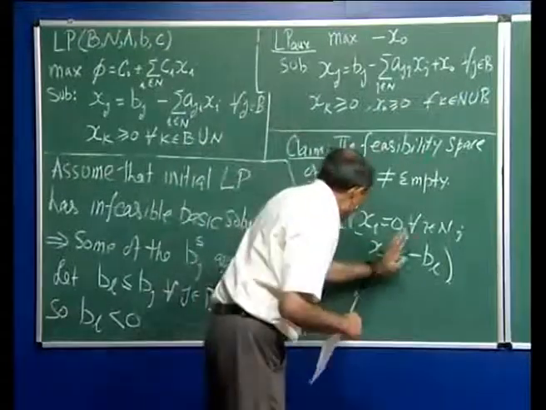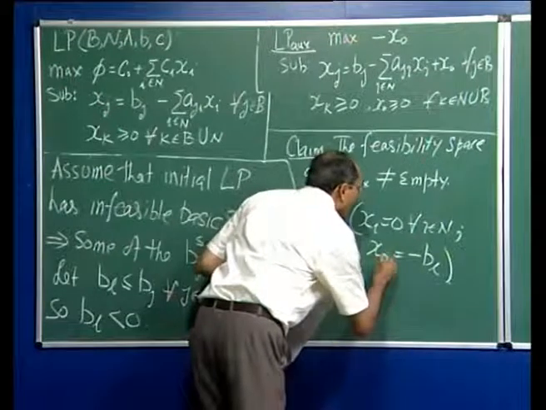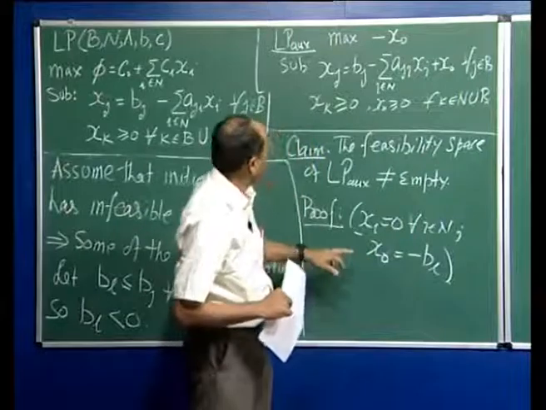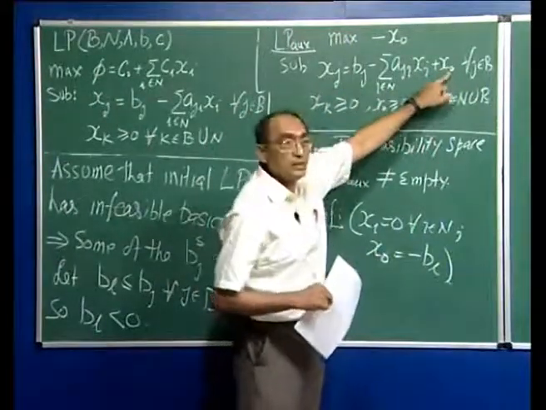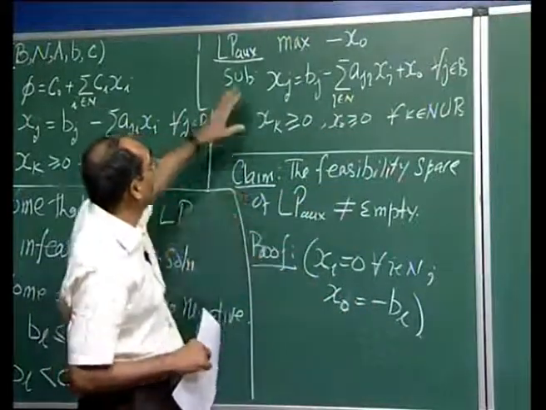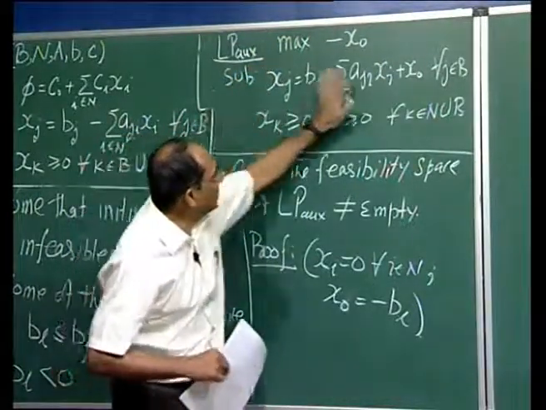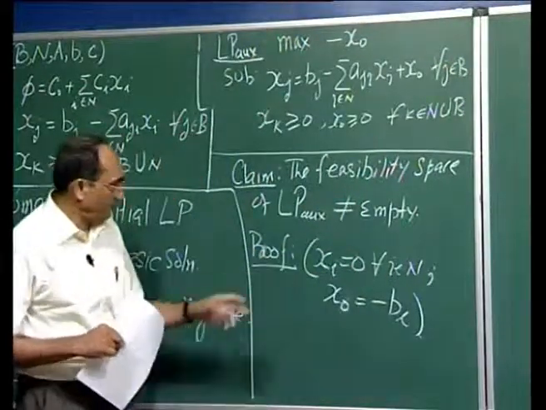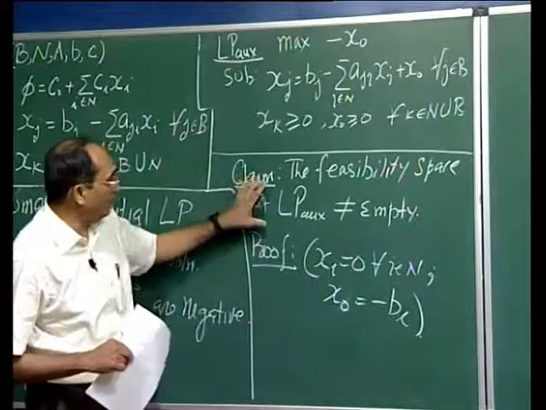Yes, this is for x naught. x naught is minus bL, and when I plug in minus bL, then this is bj minus bL, which is non-negative by the choice of index L. Hence, all of these are non-negative. It satisfies all the conditions. Hence, this is a solution, a point inside the feasibility space of LP auxiliary.